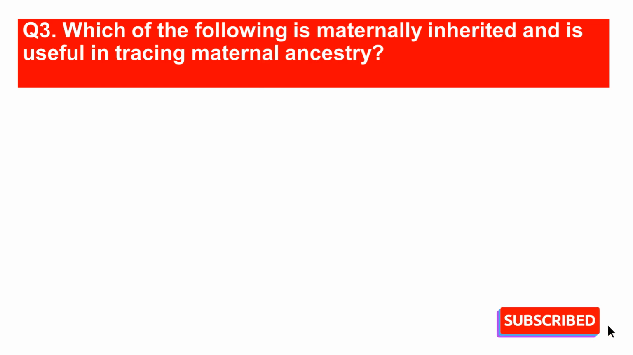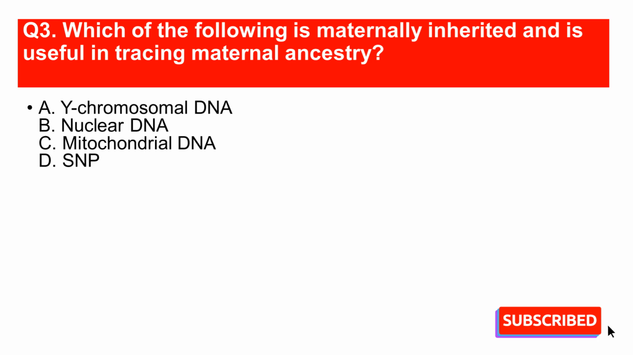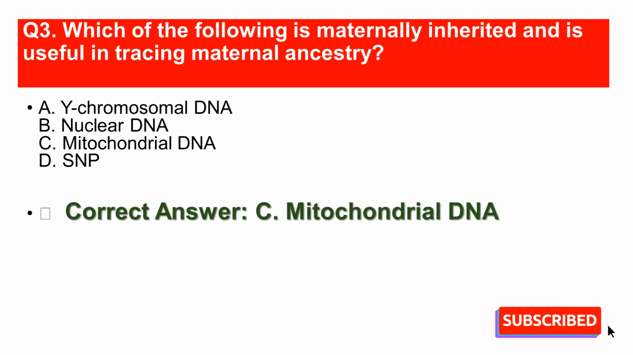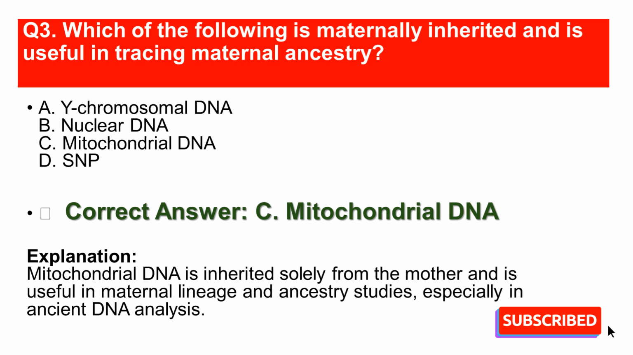Q3. Which of the following is maternally inherited and is useful in tracing maternal ancestry? A. Y chromosomal DNA. B. Nuclear DNA. C. Mitochondrial DNA. D. SNP. Correct answer: C. Mitochondrial DNA. Explanation: Mitochondrial DNA is inherited solely from the mother and is useful in maternal lineage and ancestry studies, especially in ancient DNA analysis.